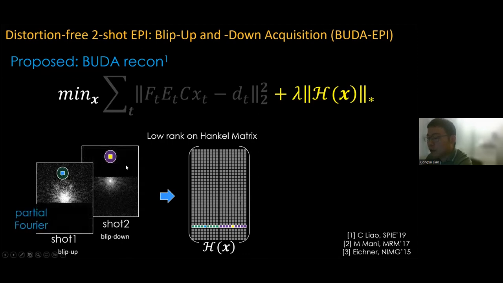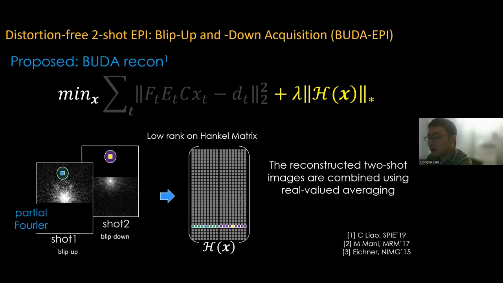Additionally, partial Fourier acquisition, where EPI shots sample complementary k-space sections, is incorporated directly into the low rank reconstruction to achieve a smart partial Fourier reconstruction. So after this structured low rank reconstruction, the two shot images are combined to produce a single image, where the background phase in each shot is estimated by real-value post-processing and removed before the shot combination.